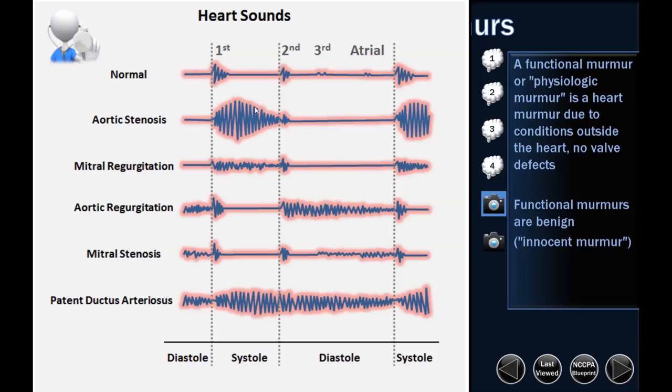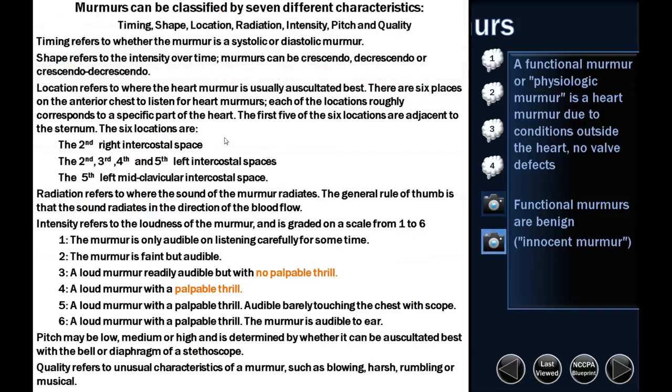These are the heart sounds in a graphic representation, so you can see that the PDA is throughout systole and diastole. You can see when the different murmurs occur and kind of where they get the crescendo, decrescendo terms from. It goes up and then goes down, or it happens throughout the entire phase of the cycle.